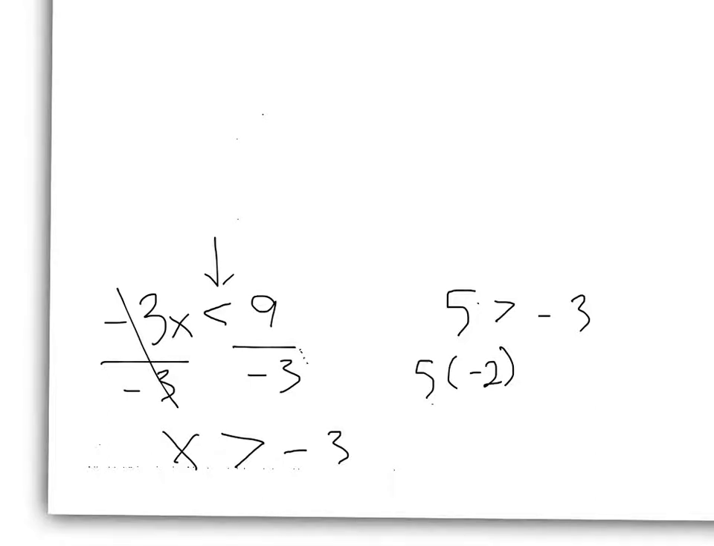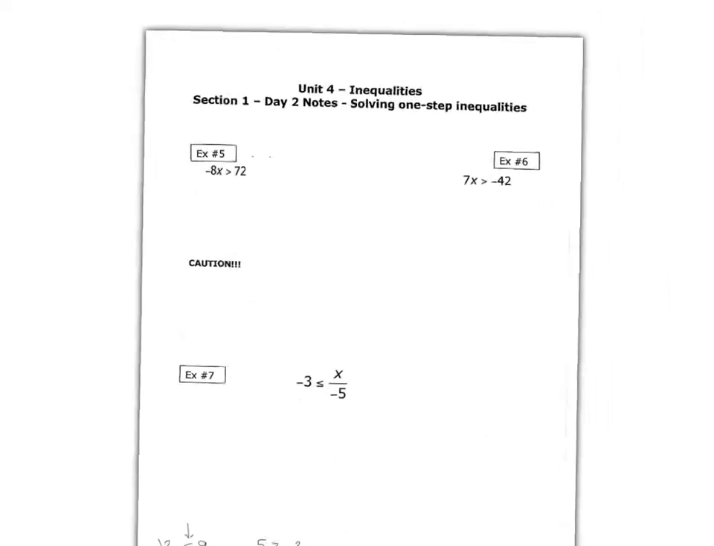Okay, so 5 times negative 2 is greater than minus 3 times negative 2. Okay, well, 5 times negative 2 is negative 10. And negative 3 times negative 2 is 6. Well, oops, negative 10 is not greater than 6. 6 is actually greater than negative 10, so you'll notice that the inequality flips around. So when you multiply or divide by a negative number on both sides, you have to switch the sign. Okay, and that's what we're learning about today.